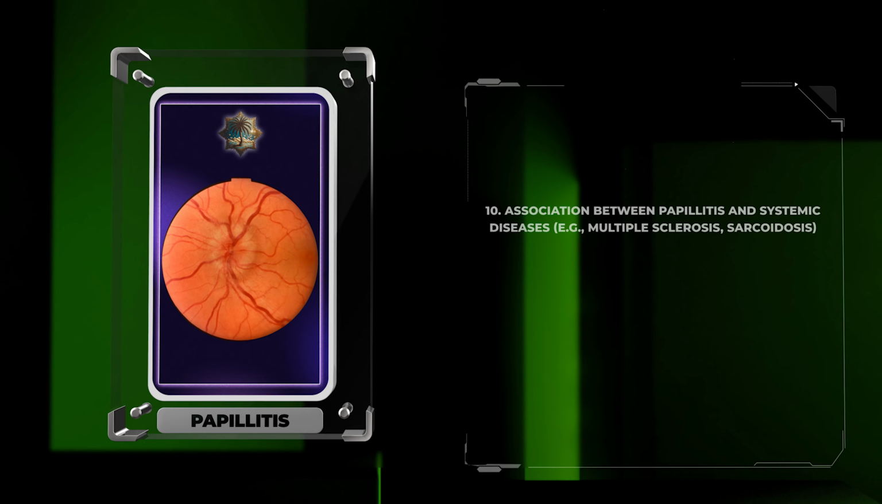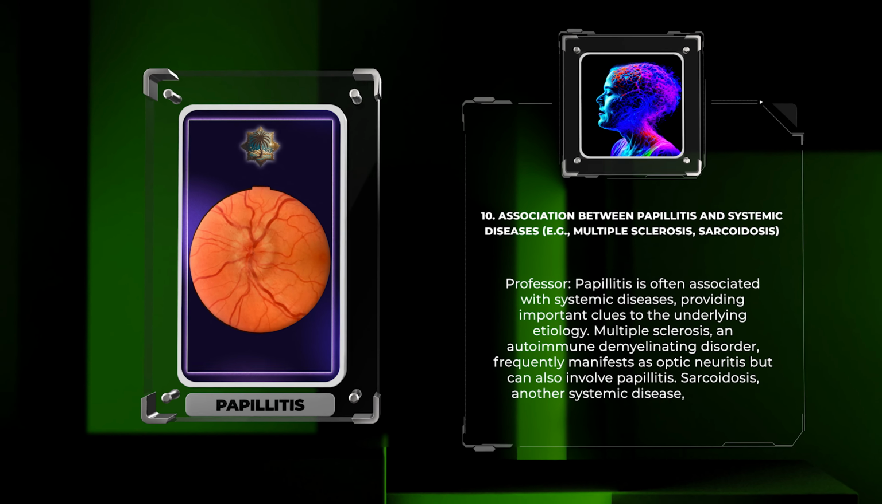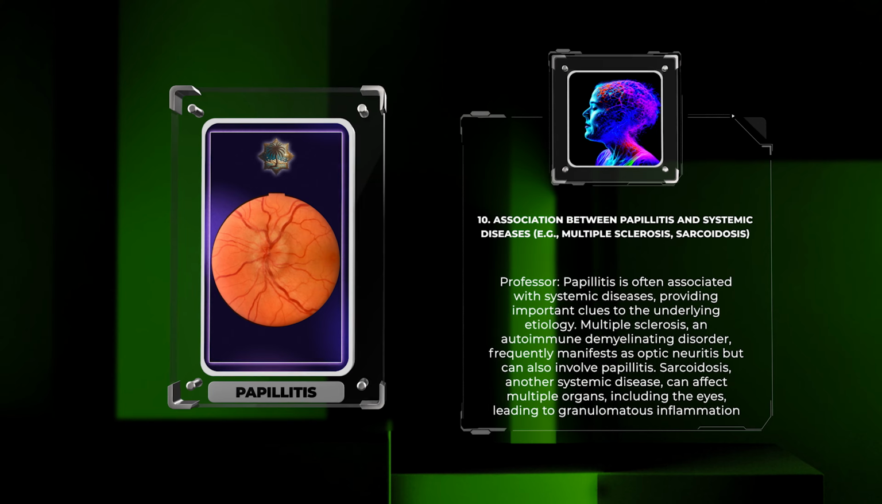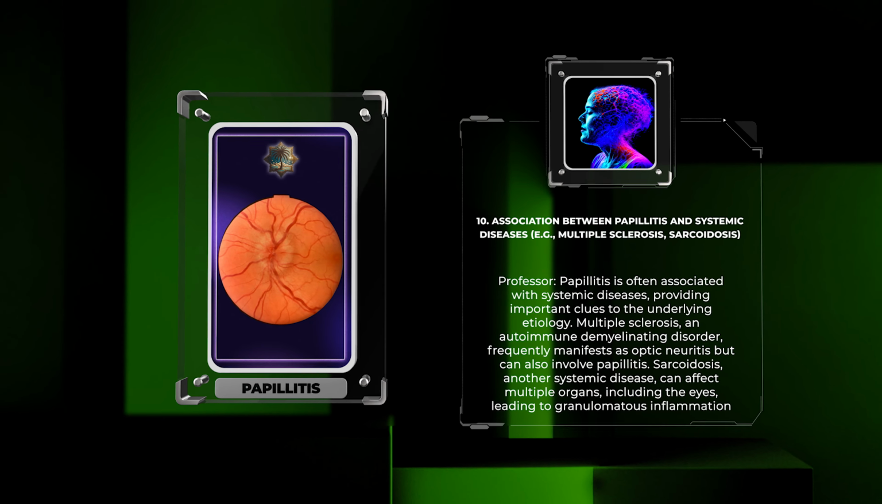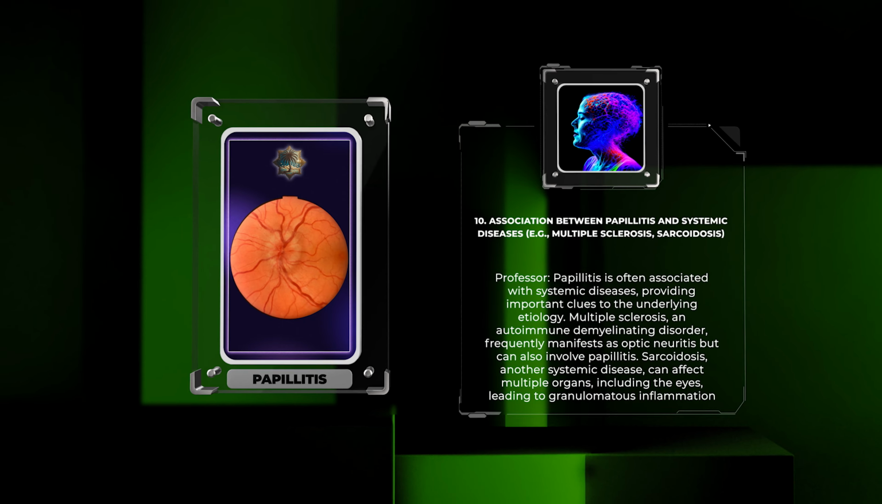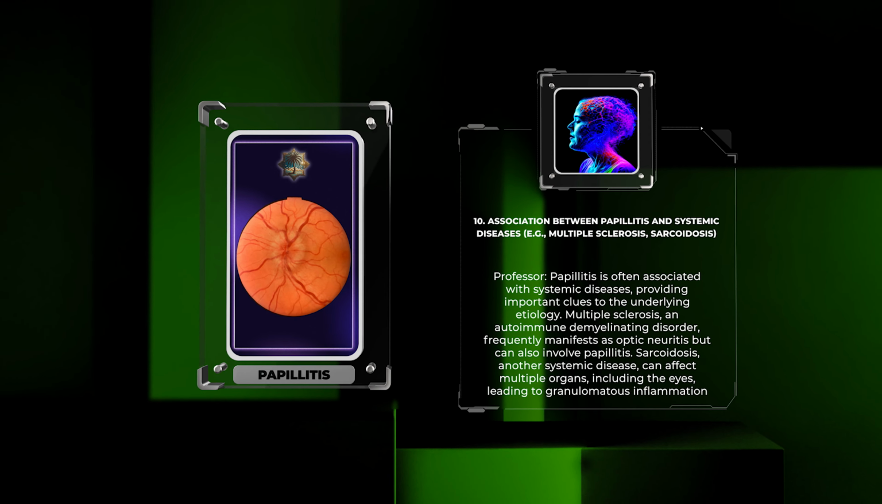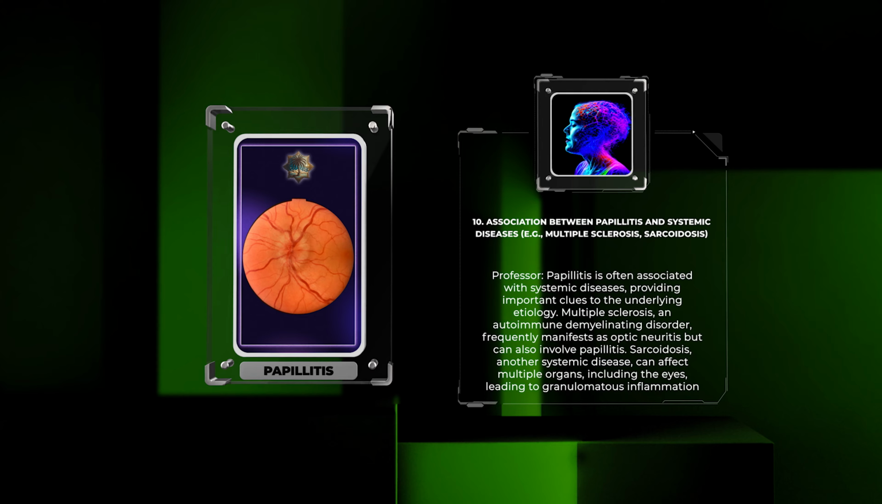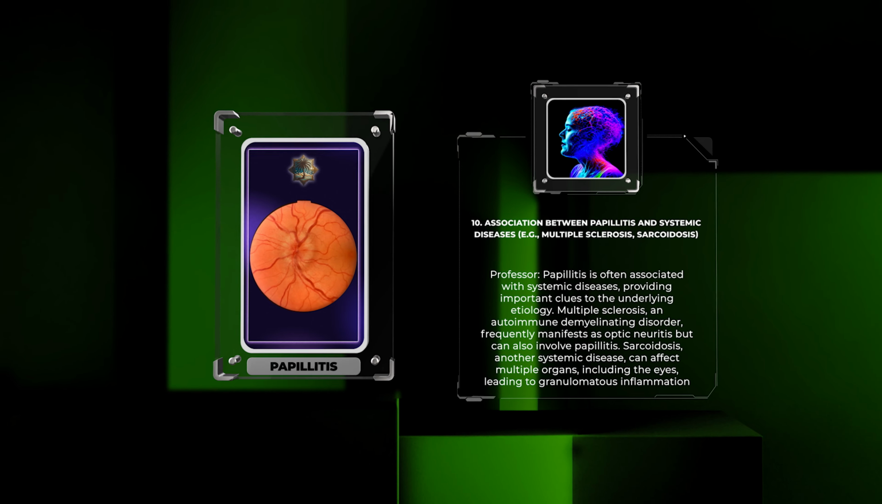Professor, papillitis is often associated with systemic diseases, providing important clues to the underlying etiology. Multiple sclerosis, an autoimmune demyelinating disorder, frequently manifests as optic neuritis but can also involve papillitis. Sarcoidosis, another systemic disease, can affect multiple organs, including the eyes, leading to granulomatous inflammation and papillitis.